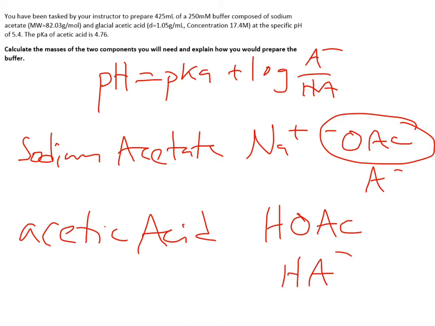So acetic acid is the HA. It has the H's. It's an acid, the acid form, the protonated form. Sodium acetate has a sodium, which means that it must be negative on the other side, A minus. So A minus is our sodium acetate, and HA is our acetic acid. Cool. So let's start working this out.